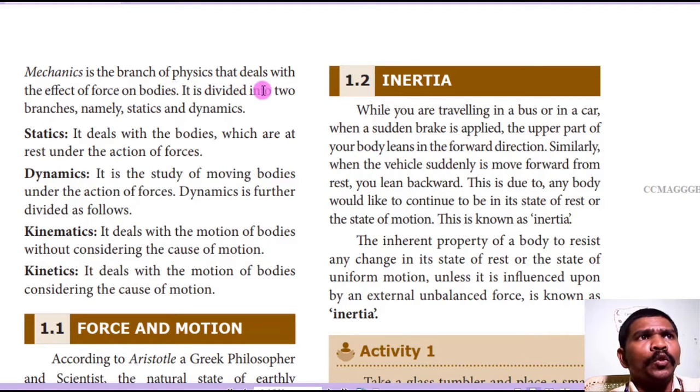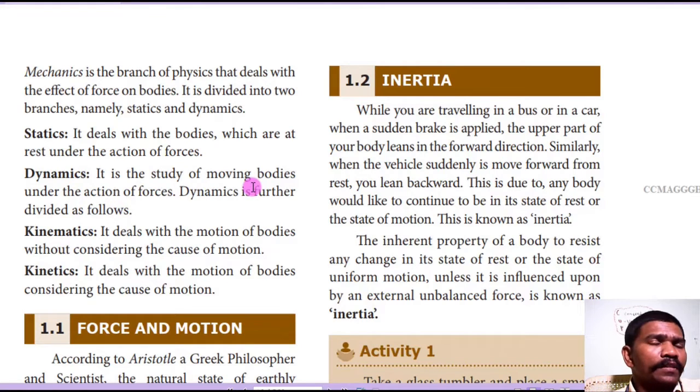It divides into two branches, namely statics and dynamics. Statics is nothing but rest. It deals with a body which is at rest under the action of force. Even if we are giving a force, it is always kept in the rest position; that is static. The next type is dynamics. Dynamics is nothing but moving a body under the action of a force.